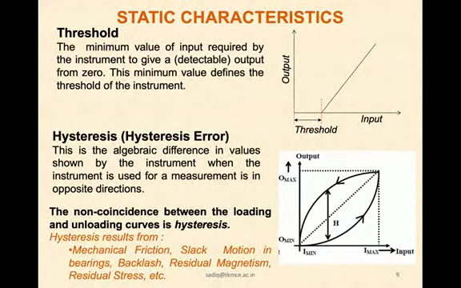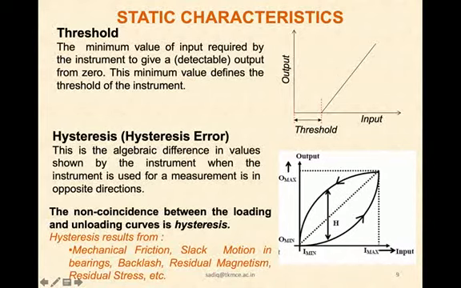Threshold is another characteristic, that is the minimum value of input required by the instrument to give a detectable output from zero value. Certain instruments, even if you apply a certain input value or some signal, the system will not respond. It will start responding only after a while, or after applying a particular value of the input parameter. That minimum value required to start detecting for the sensor is called the threshold value. Here this is the threshold value.